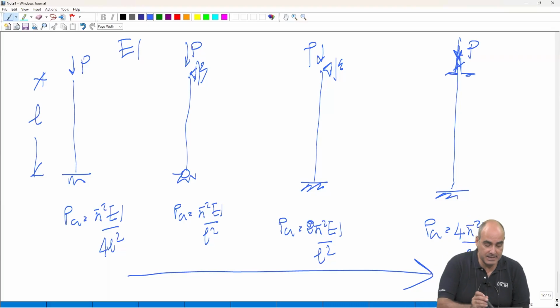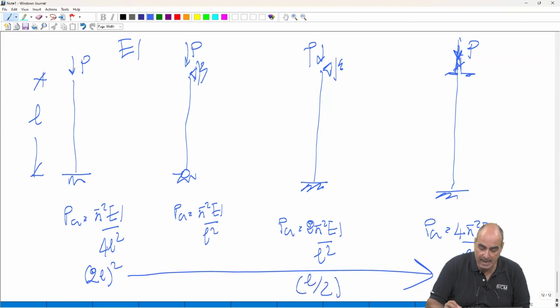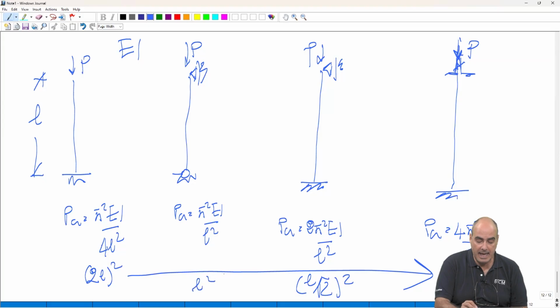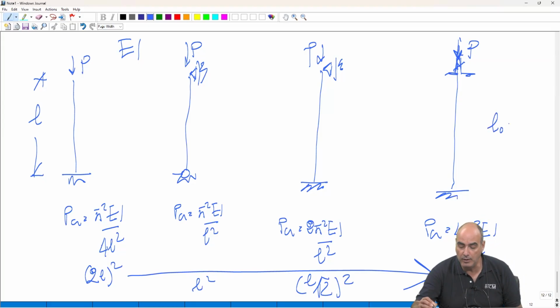This also brings us, because here you can see this as 2L to the square. You can see this as L over square root of 2, to the square, and this you can see as L over 2, to the square. What are 2L, L over square root of 2, L over 2? It is what we call the clear length.